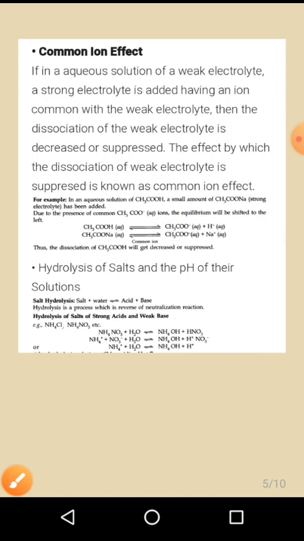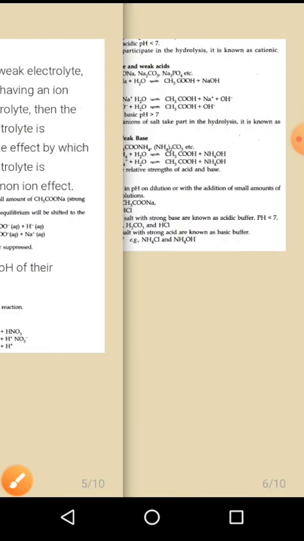Hydrolysis of salts of strong acids and weak bases. Examples: NH4Cl, NH4NO3, etc. When NH4NO3 is treated with water, it will give NH4OH plus HNO3. NH4 plus and NO3 minus plus H2O will give NH4OH plus H plus and NO3 minus, and NH4 plus upon adding water will give NH4OH plus H plus. So you can write that after hydrolysis the solution will be acidic.